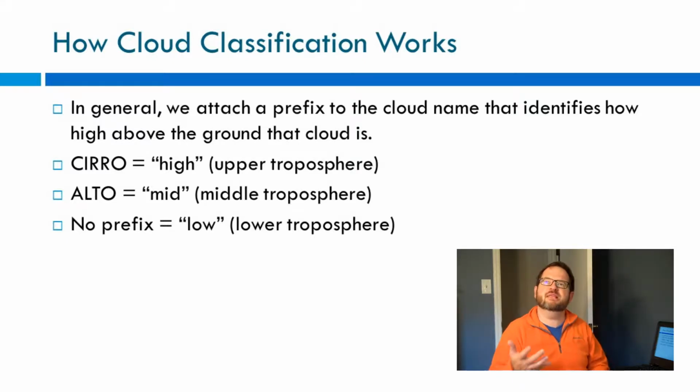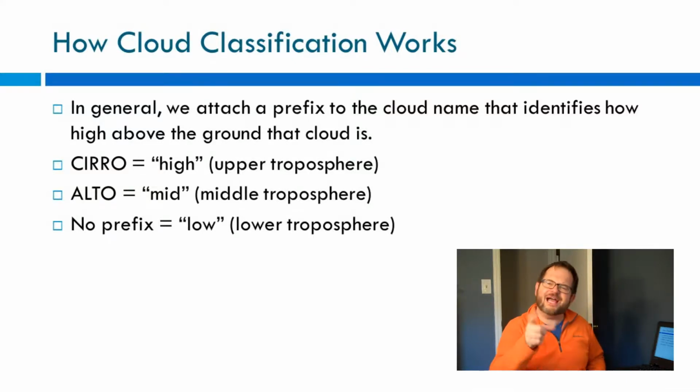Now, by high, we mean like in the upper troposphere. Or there'll be alto. Alto meaning like mid-level, like alto saxophone or something like that. That means like middle troposphere, like ALTOCUMULUS or ALTOSTRATUS. We'll see those examples in a little bit. Or if you don't put any prefix in front of it, it'll be low, meaning like in the lower troposphere.